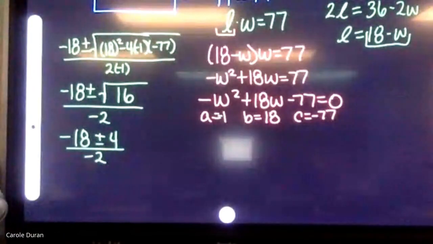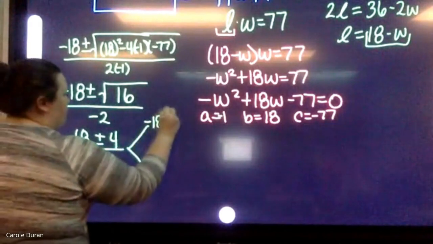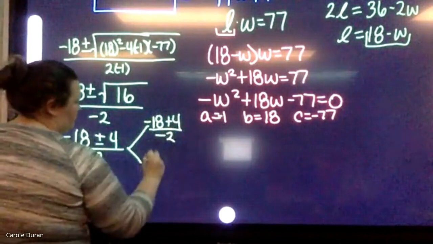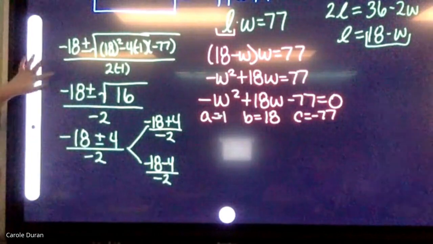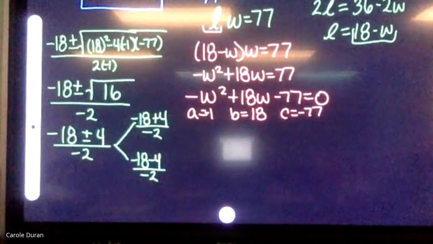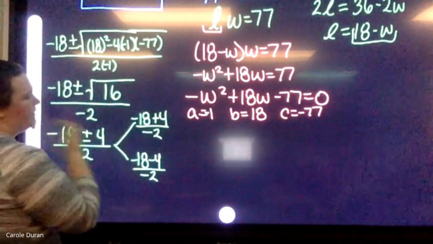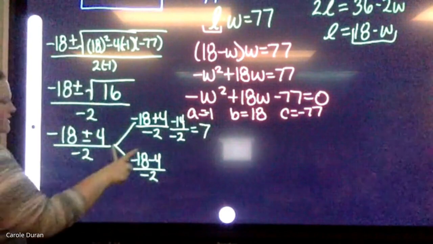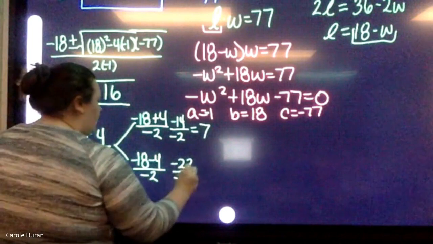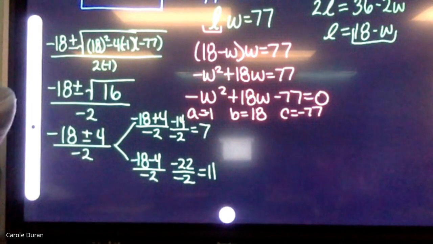From here, I go ahead and split it into 2 problems, 1 addition and 1 subtraction, and I simplify. What do we get when we do this? So negative 18 plus 4 is a negative 14. Over negative 2 is positive 7. Negative 18 minus 4 is a negative 22. Over negative 2 is 11. So we got 7 and we got 11.